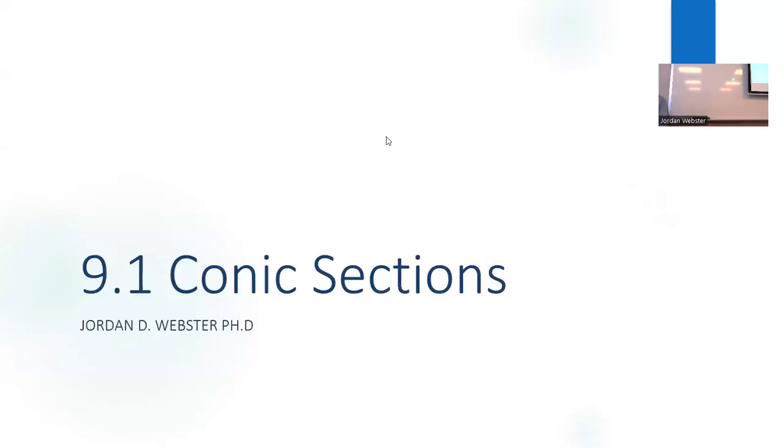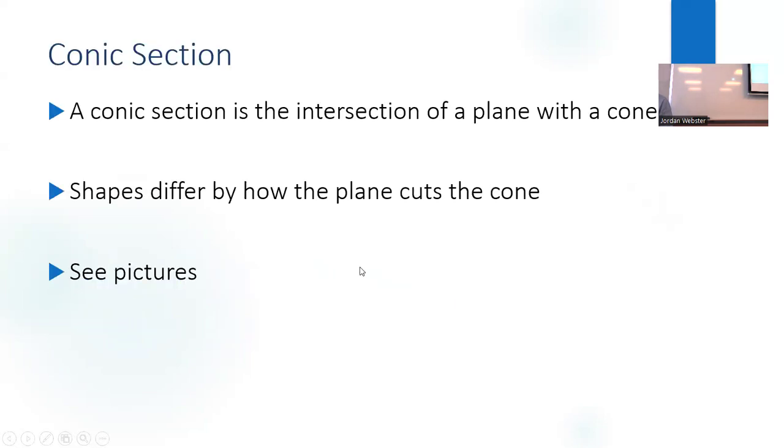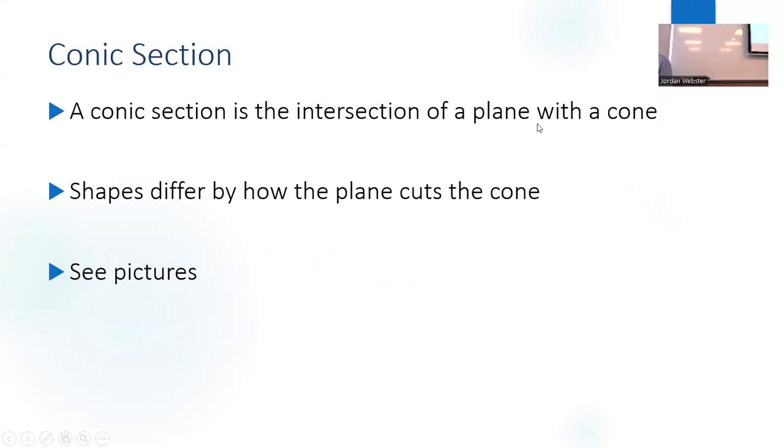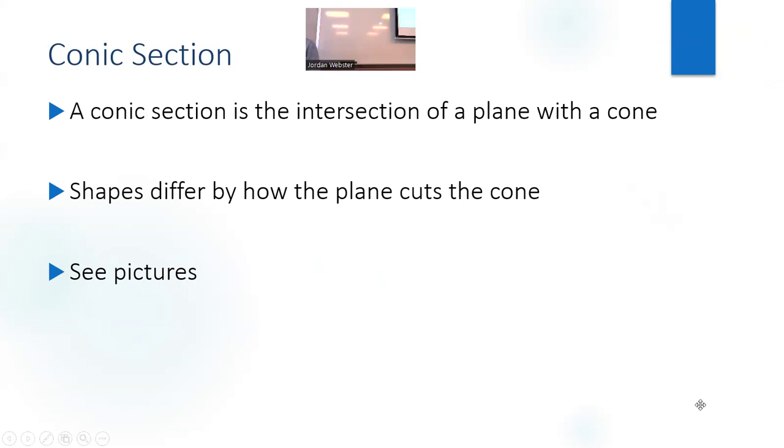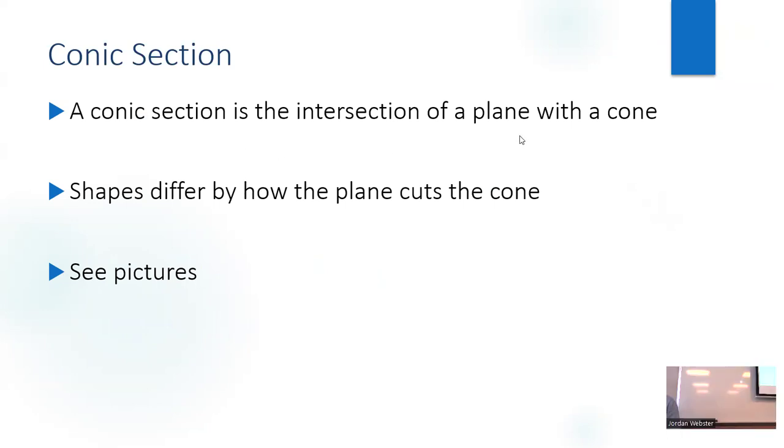Okay. So we are going to start chapter 9, and chapter 9 has a few different pieces with it. The first piece that we're going to look at is conic sections. All right. And we're going to look at these in the normal algebraic sense. And so we're going to ask ourselves, well, what is a conic section? A conic section is the intersection of a plane with a cone.